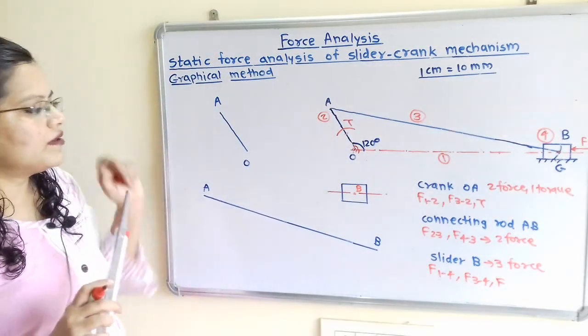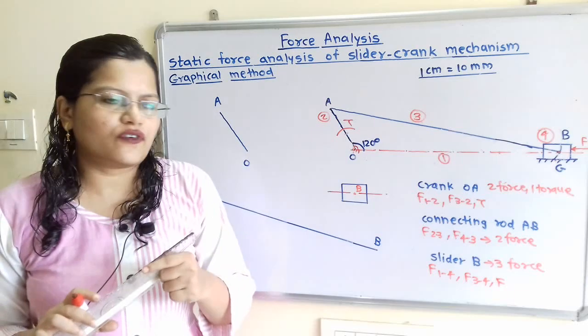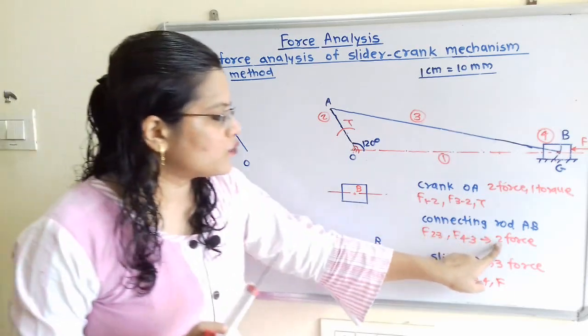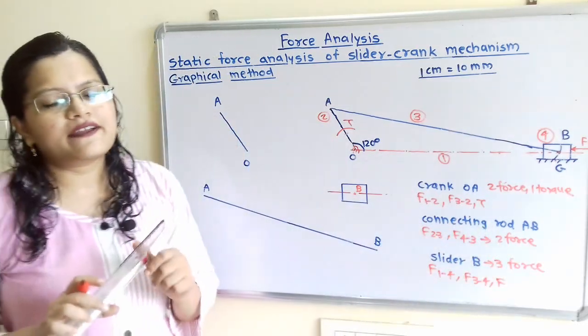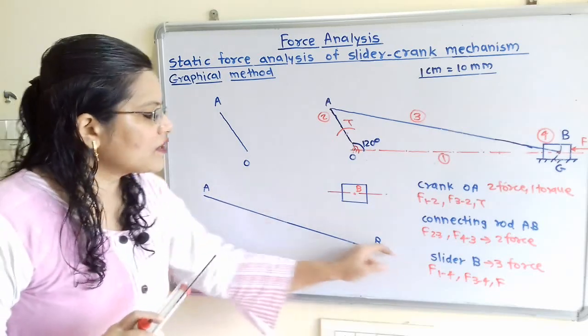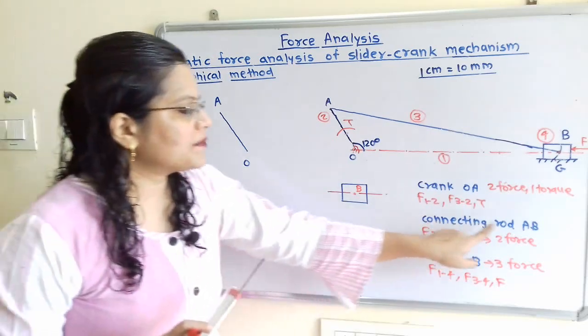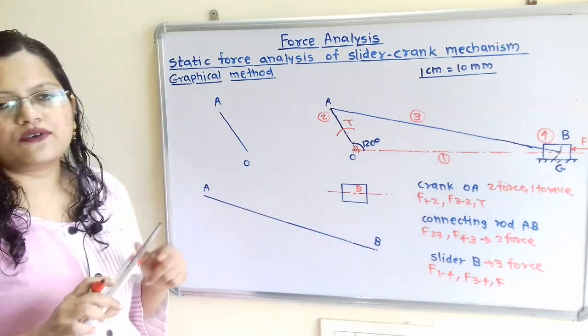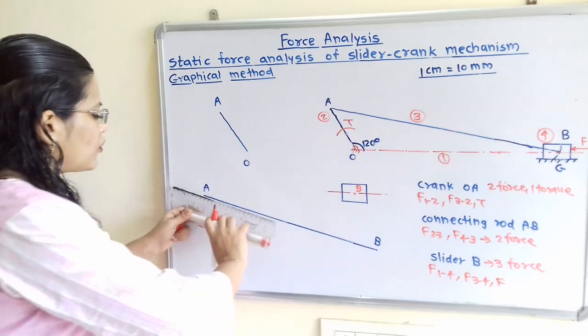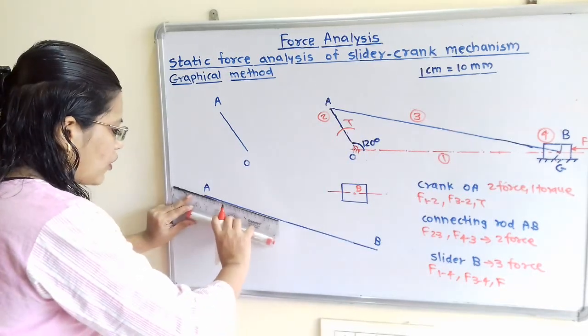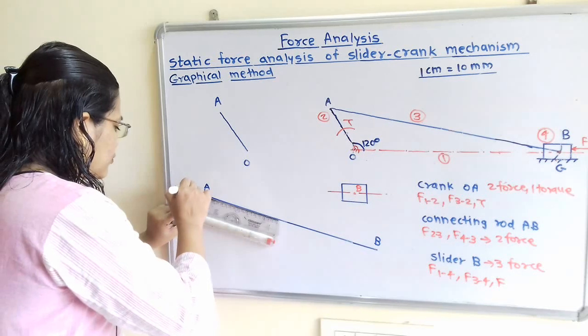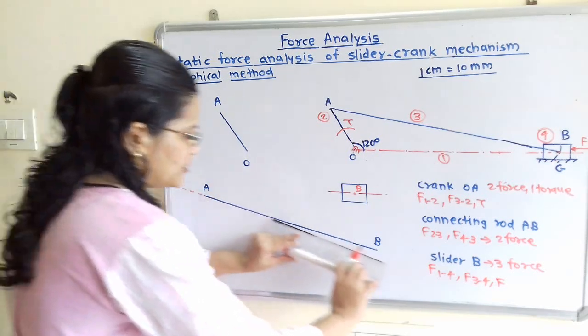Now we will move to the line of action of force. We know that for a 2 force member, the line of action of force is along that link only. So this member AB is a 2 force member. So I will show the line of action of force along that line, in the form of dash.